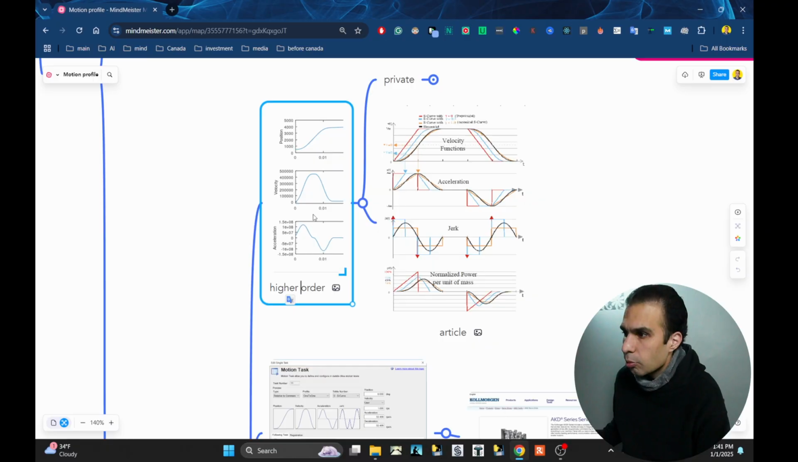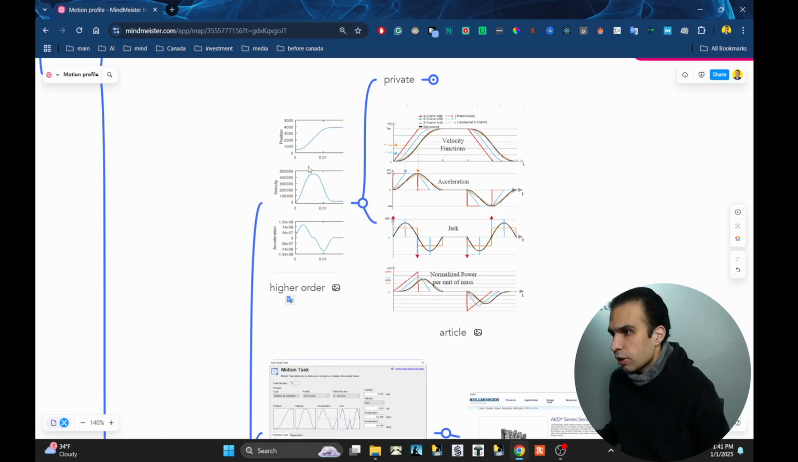So hey guys, this is the last part of this video series. This is the last motion profile that I'm going to discuss today: the higher order sinusoidal. The graphs look like this.